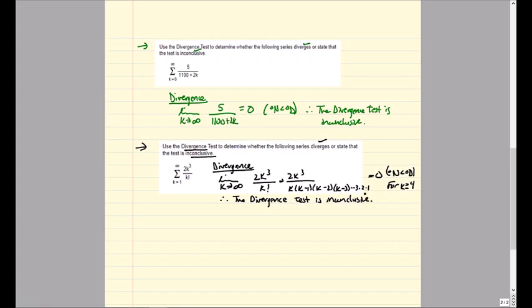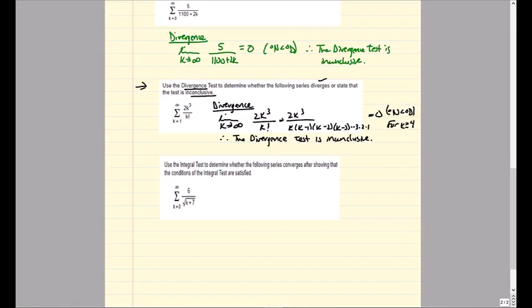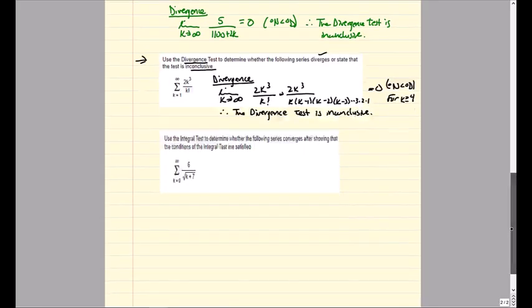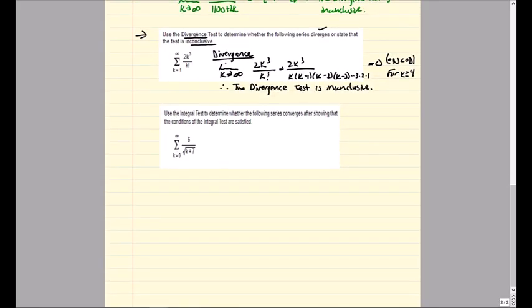Okay, so as we keep working through these, we're going to start to see every problem is just slightly different. There's a little twist to each problem, so that's what you want to look out for. Our next problem, they're asking us to use the integral test, but before I can actually use the integral test, I have to show that all the conditions for the integral test are being met.